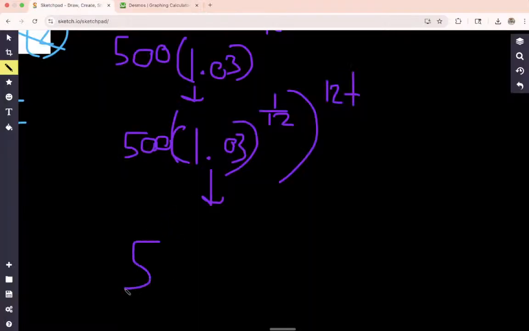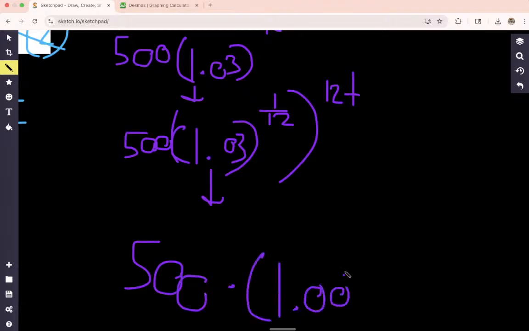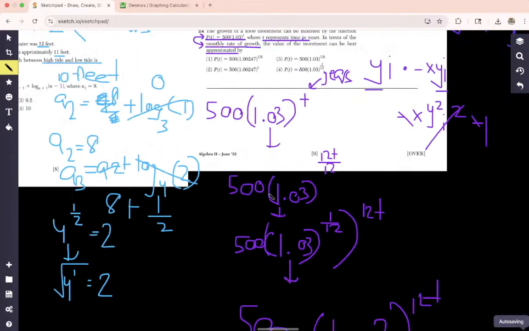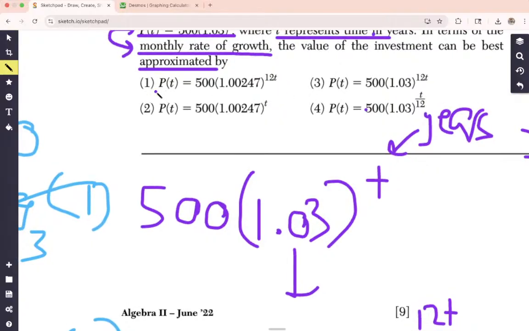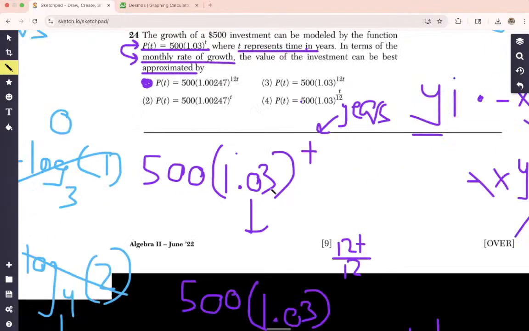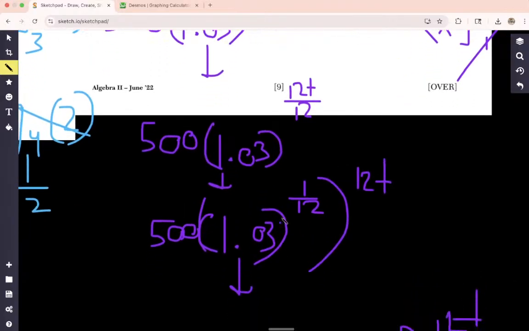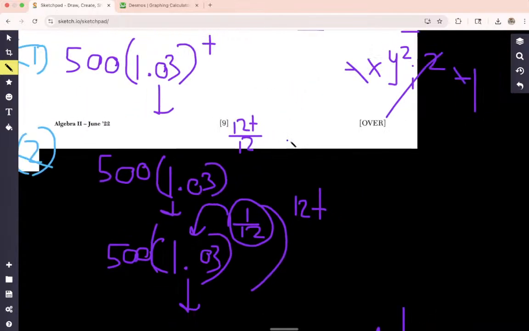This is 500 times 1.002 to the 12th power. So then that's going to be our answer. So in this case, 1.002 to the 12th power. Right? If you're trying to find the monthly growth rate, then it's going to have 1/12 of the yearly growth rate, which is why I rearranged the equation like this.